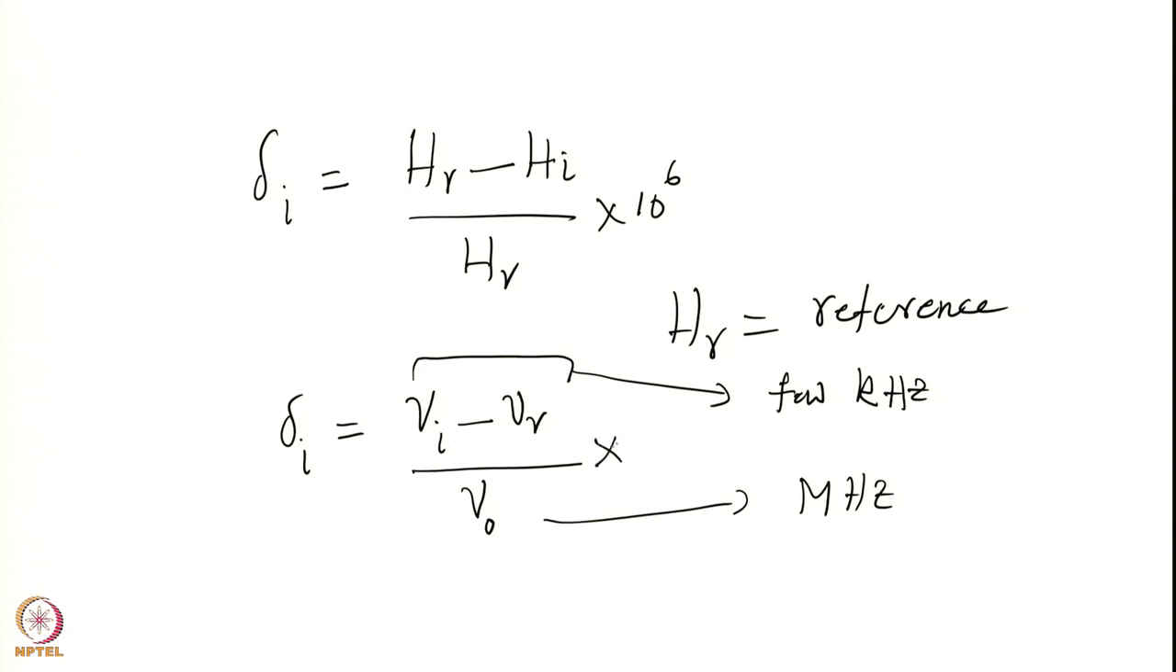Then of course I will also multiply here by 10 to the power 6, because this is a very small number. Nu naught is in megahertz and this is in kilohertz. You can imagine what the number is. Suppose this is 100 hertz and this is 100 megahertz, this is an extremely small number. Therefore we multiply this by 10 to the power 6, and we say this is in what is called parts per million. Delta I is represented as parts per million, because it tells how many parts per million is the deviation, that is the screening, that is the chemical shift.